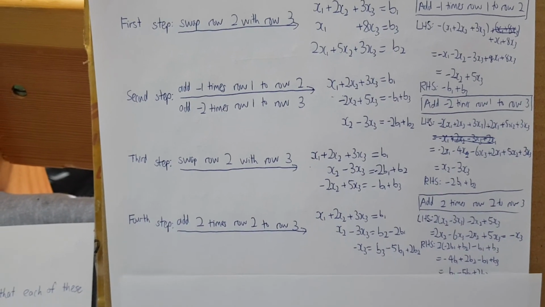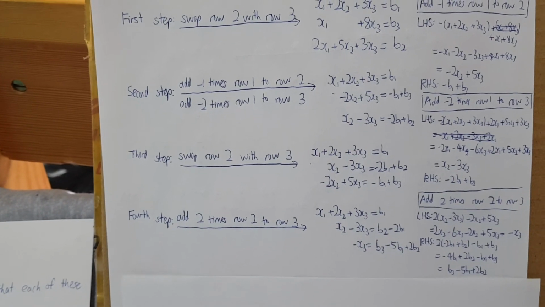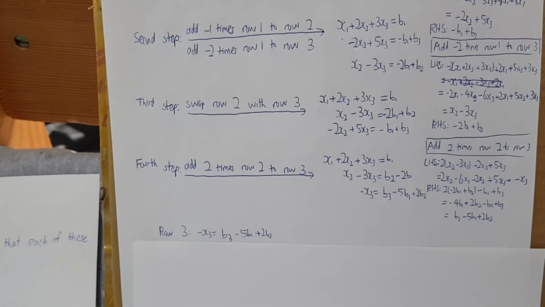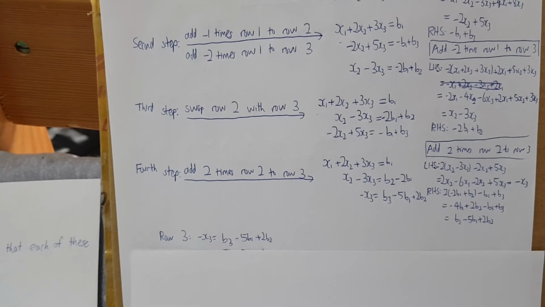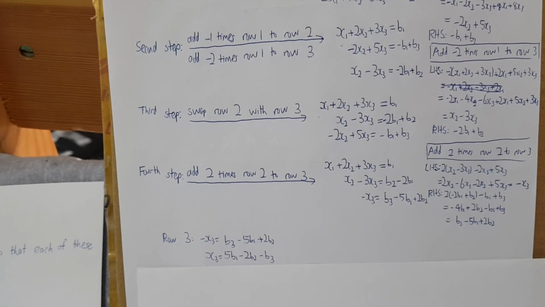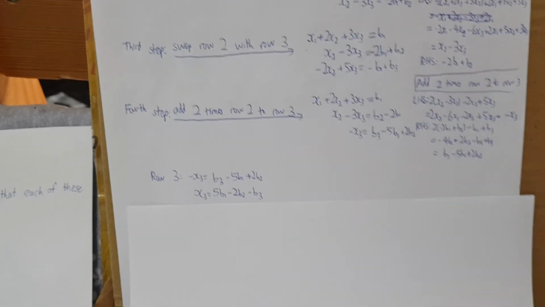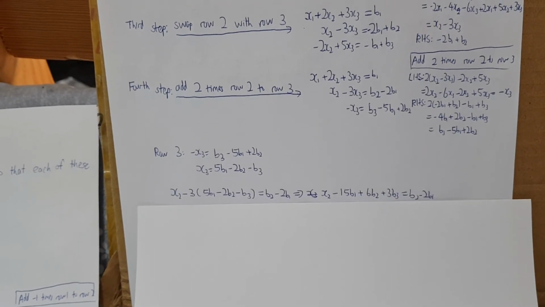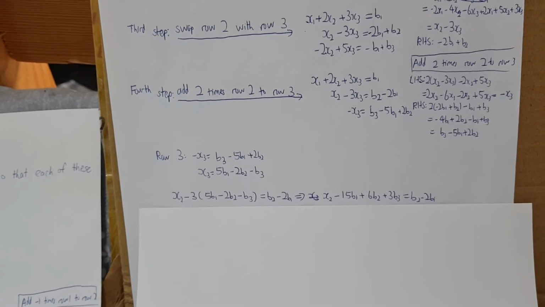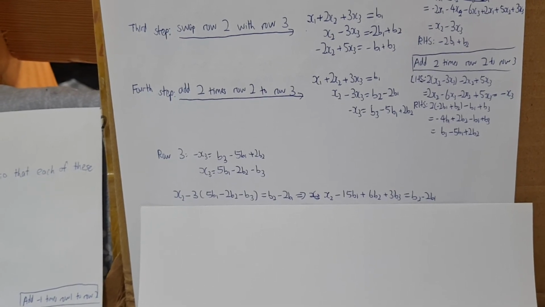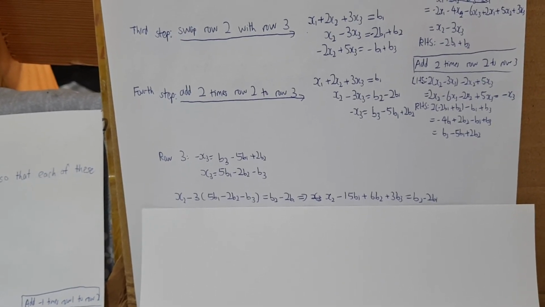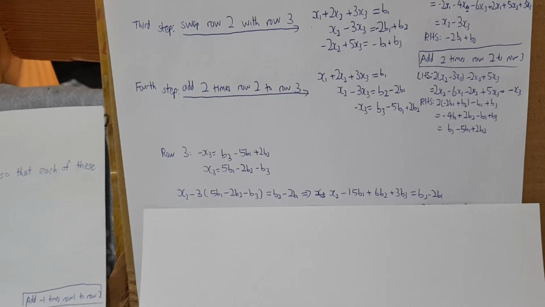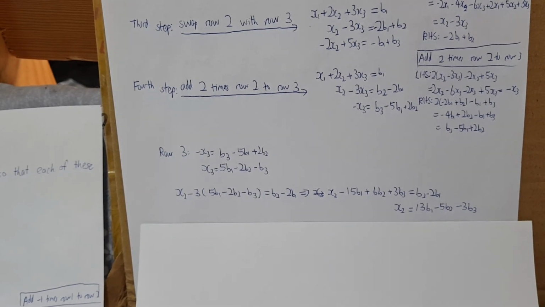So to have a solution, x3 must be equal to this. For row 3, x3 equals this. And for x2 to have a solution, now this is our value for x3. And now for x2 to have a solution, we plug it into row 2. So we substitute x2 minus 3 bracket 5b1 minus 2b2 minus b3 equals b2 minus 2b1. After manipulation, we get x2 equals this here.